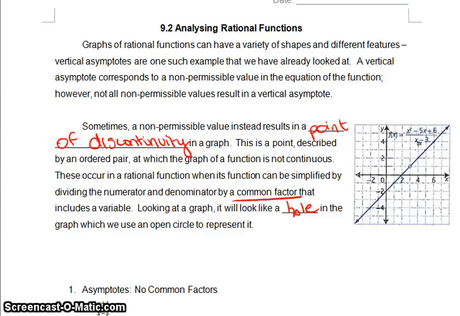You remember with asymptotes, there's a point the graph cannot reach, and your graph would approach it but would never actually touch that point, so it changed the behavior. This one will still act as, say, a linear function, but it just does a little jump over that point and then continues on.